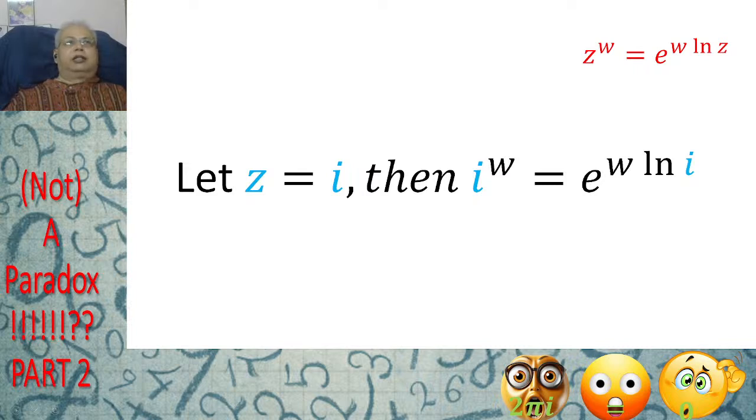Then there is another identity that we have seen. If z is a complex number, then z to the power w is equal to exponential of w log natural z. So now let us take z is equal to i, the imaginary number. Then if I put z is equal to i in this identity, z to the power w becomes i to the power w, and e to the power w log z becomes e to the power w log i. So i to the power w is equal to e to the power w log i.